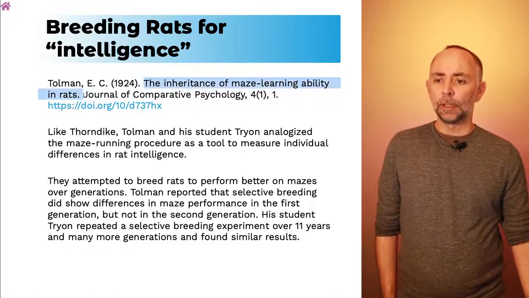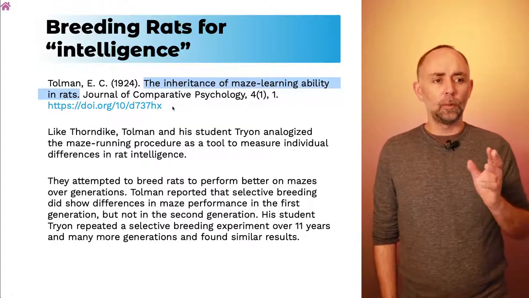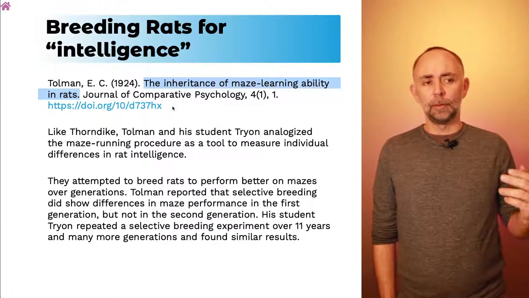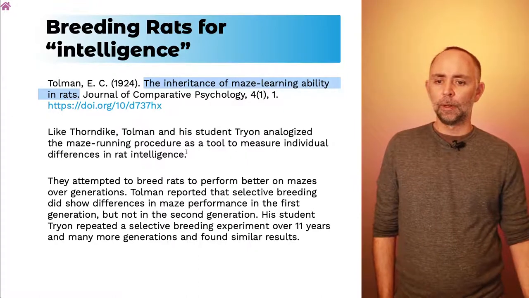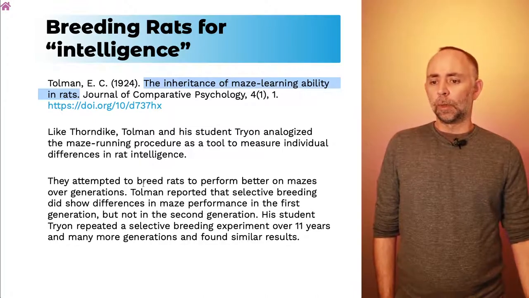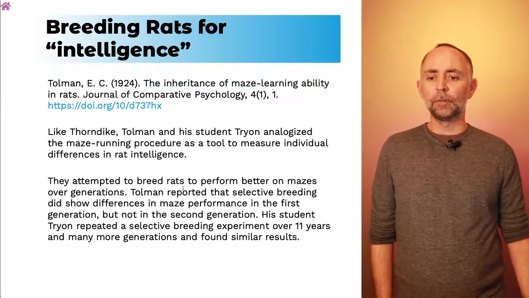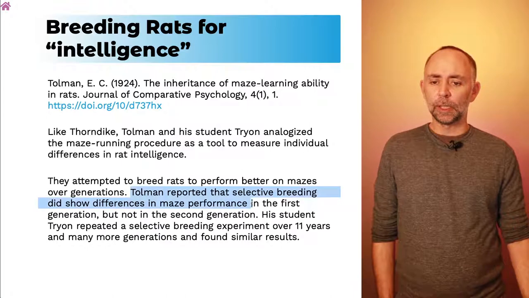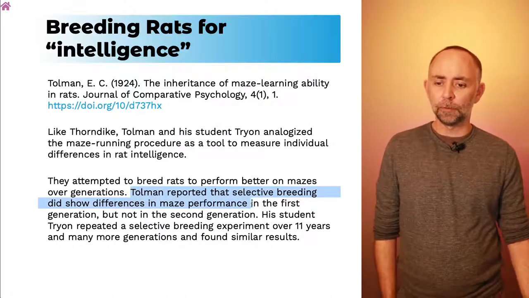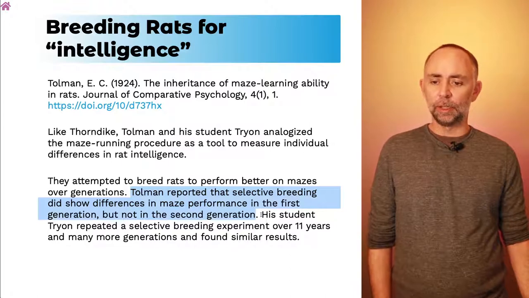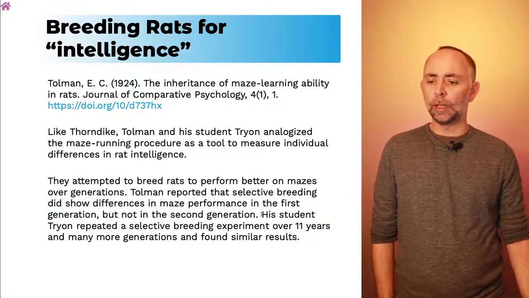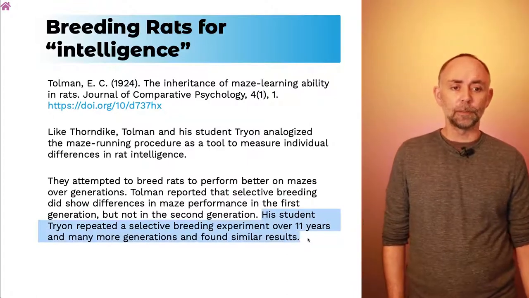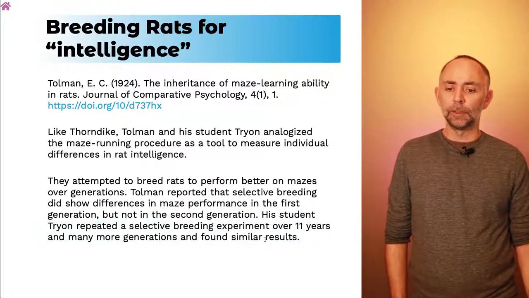And he was also interested in determining whether he could breed rats to do better at maze learning. So in this work, Tolman reports trying to breed rats to perform better on mazes over generations. And he reports that selective breeding did show differences in maze performance in the first generation, but not in the second generation. His student Tryon repeated similar experiments for about 11 years afterwards, and found similar results.